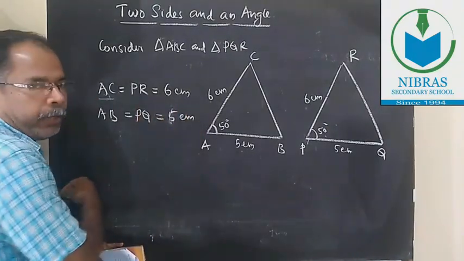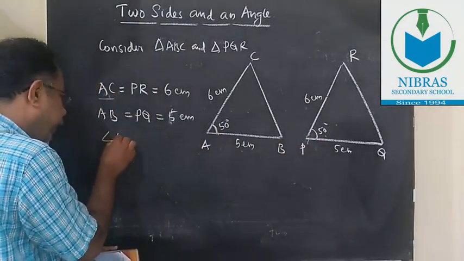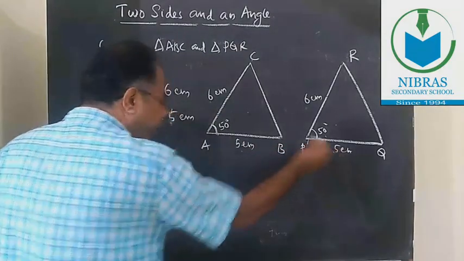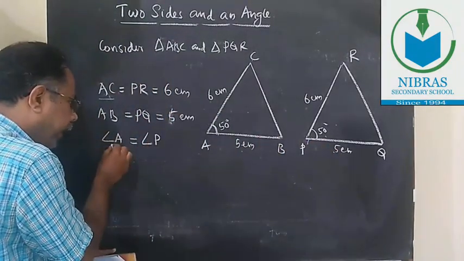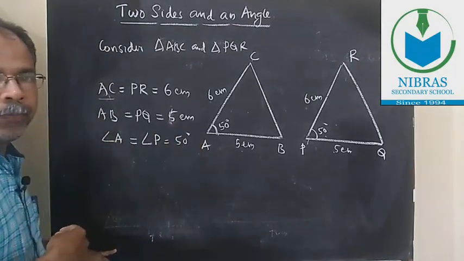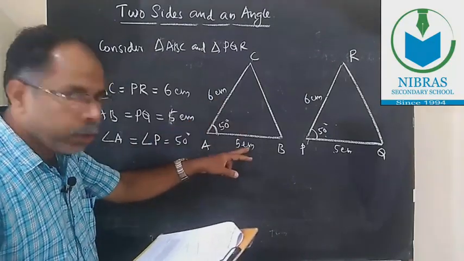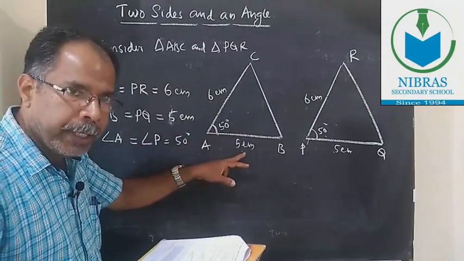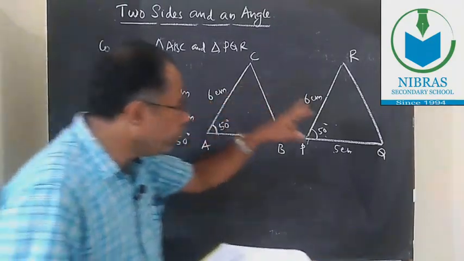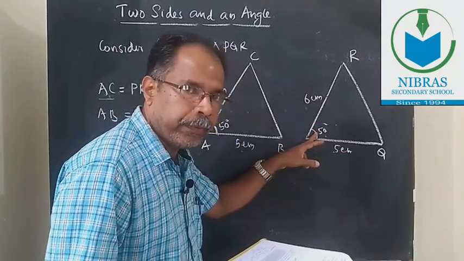Two sides are equal. The angle between them, in triangle ABC, is angle A, and in triangle PQR, the angle is P. Angle A is equal to angle P, that is 50 degree. Then we write here the two sides of triangle ABC and the angle between them are equal to the two sides of triangle PQR and the angle between them.